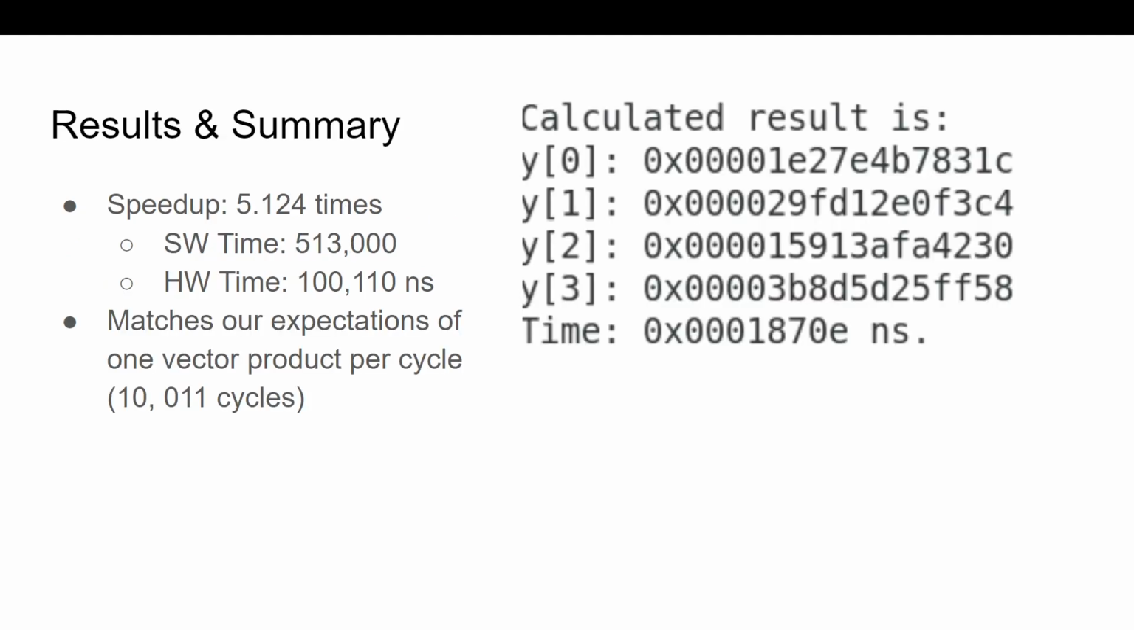So the software time was about 500,000 nanoseconds, and then the hardware time was 100,000, and that meant that it sped up by about 5 times, which matches our expectations of a 1 vector product per cycle.